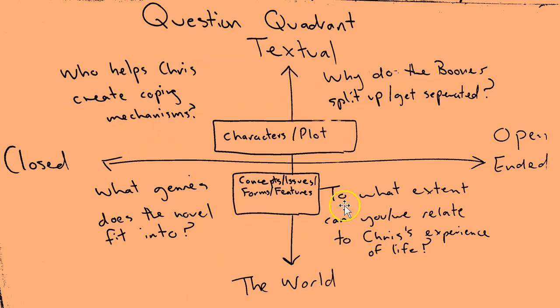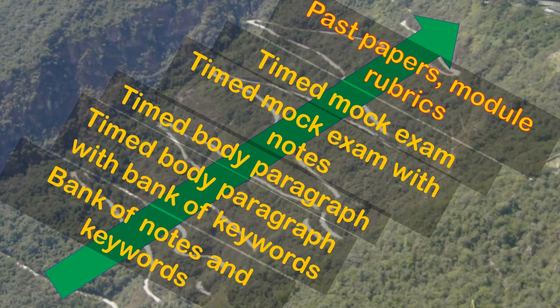And then we can get to the world level of the text, where it's the composition: what genres does the novel fit into, what issues or concepts are being explored, to what extent can we relate to the protagonist, etc. That is a more open-ended question. It's more personalized. So we want a range of those questions to ask our peers and get from our peers. Okay, so if we start doing that, we are climbing up Mount Impossible. We get to the point where we're doing timed mock exams. We maybe even start looking at past papers and the module rubric and thinking about how we can express the ideas in it.